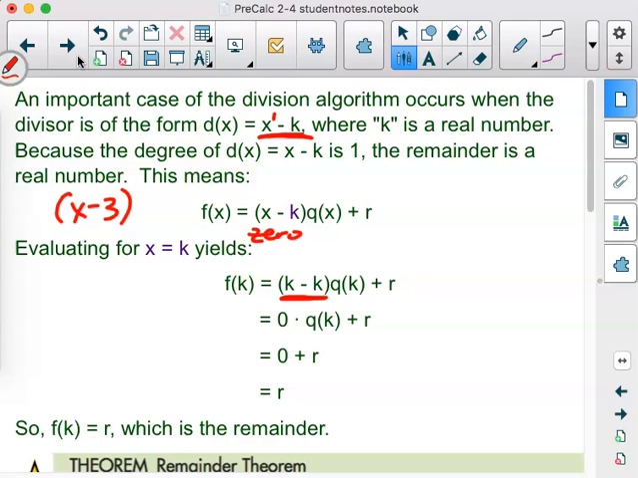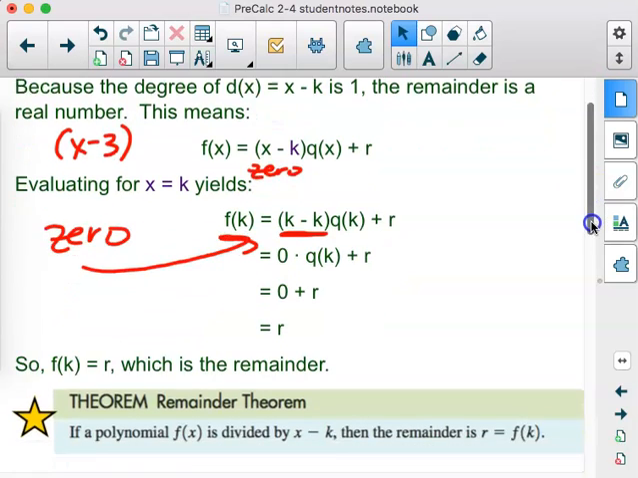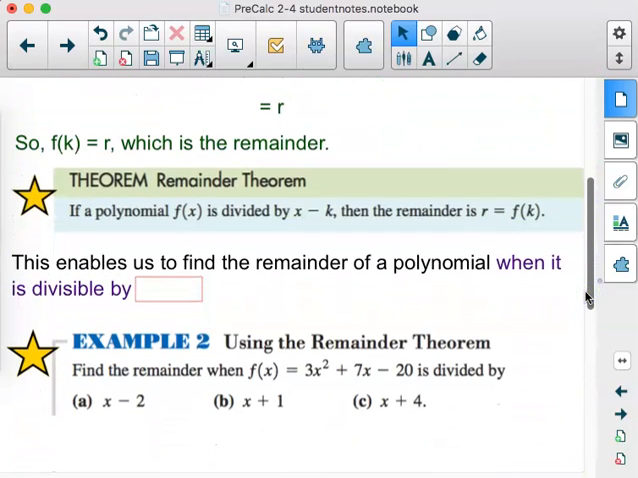So if we put a 0 in here, 0 times anything is 0, and we're just going to get the remainder. Now what that means is, if they give us a 0, and they tell us, hey, this is a 0 of this function, then what we can do to find the remainder is just go ahead and put that 0 in, as we did right here. Substitute that in there.